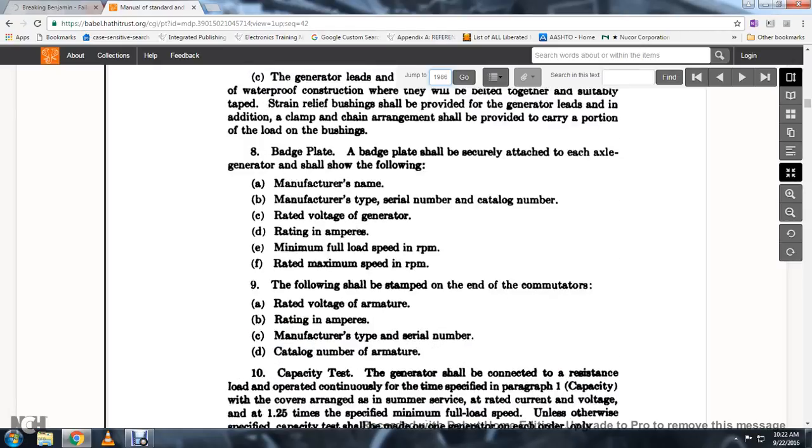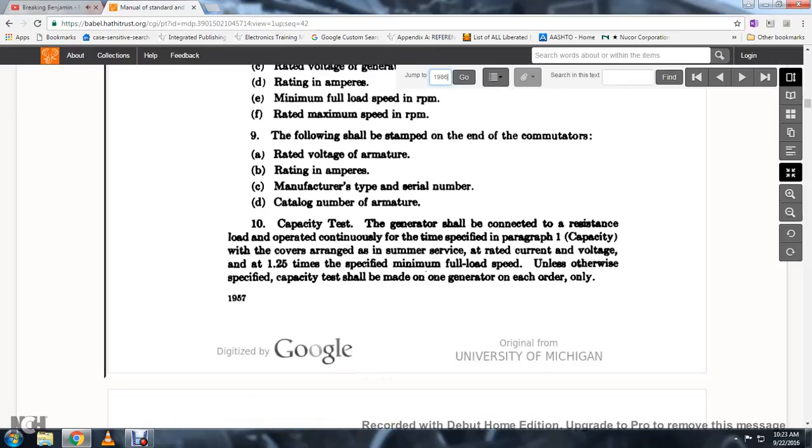8. Badge plate. A badge plate shall be securely attached to each axle generator showing the following: manufacturer's name, manufacturer's type, serial number, catalog number, rated voltage and rated amperes of the generator, maximum load and speed in RPM, and rated maximum speed in RPM. 9. The following shall be stamped at the end of the commutator: the rated voltage of the armature, the rating in amperes, the manufacturer's type and serial number, and the control number or catalog number of the armature.